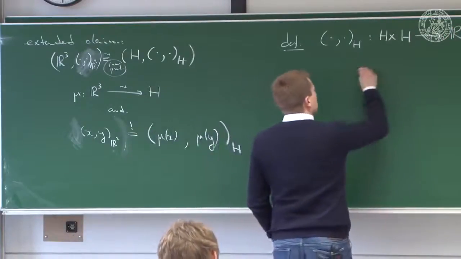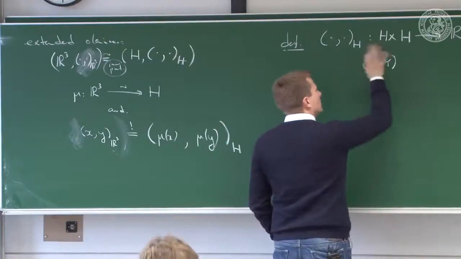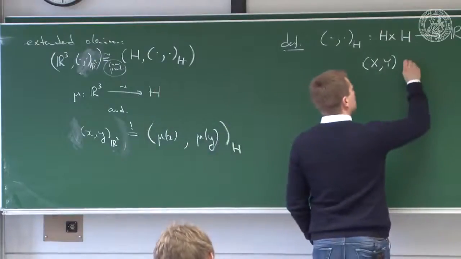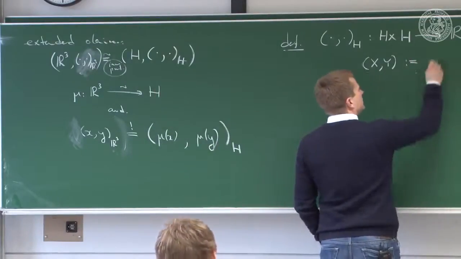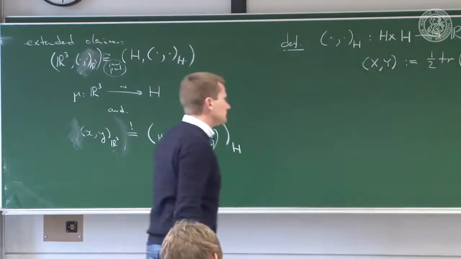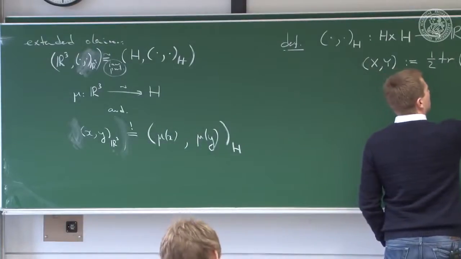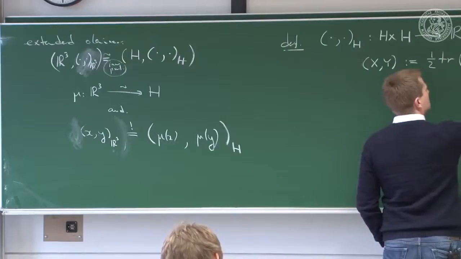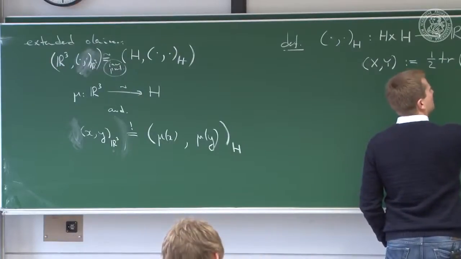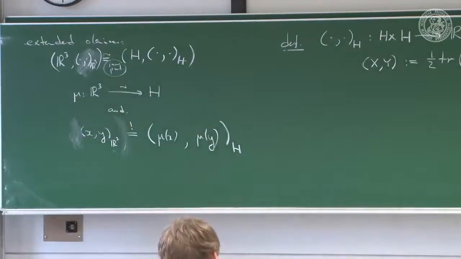And what do we do? We take two elements, capital X and capital Y, so 2 by 2 complex matrices that are Hermitian and trace-free, and we define this to be, again, 1/2 the trace of X matrix multiplication Y. So this is the multiplication on 2 by 2 complex matrices. Okay, so I claim that's an inner product.